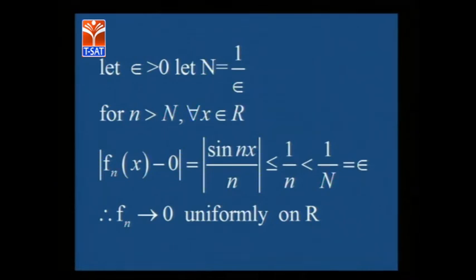So, in the first example, epsilon is any positive number and we estimate |fn(x) - 0|, that is |sin(nx)/n|. We know that |sin(nx)| is always less than or equal to 1, so |sin(nx)/n| is less than or equal to 1/n, and we selected N such that for n greater than N, 1/n is less than epsilon. So, according to the definition, fn tends to 0 uniformly on R. Narendra sir will explain the second example.